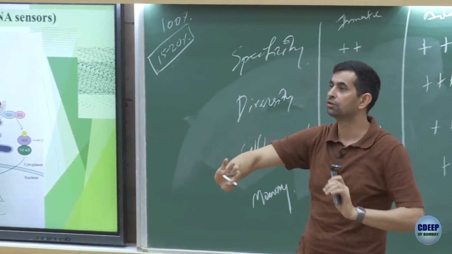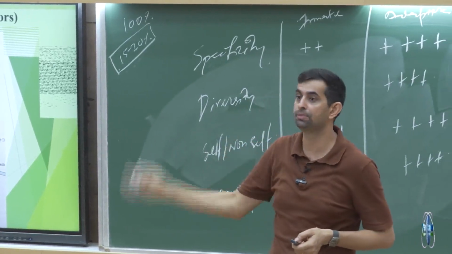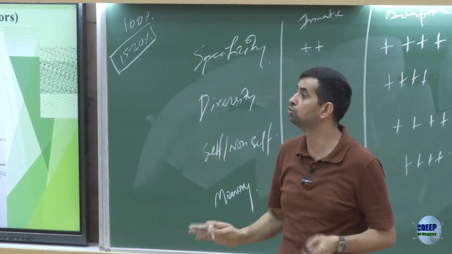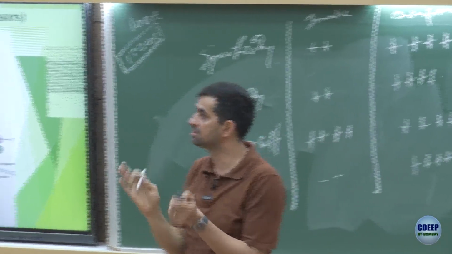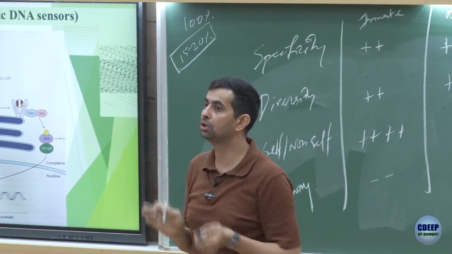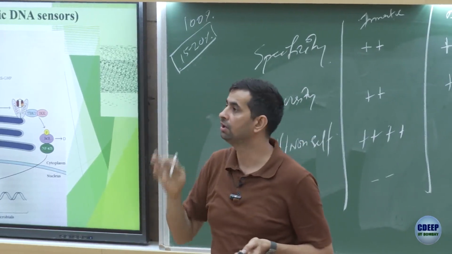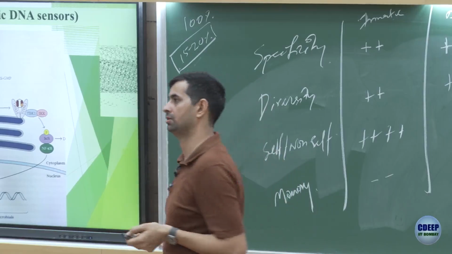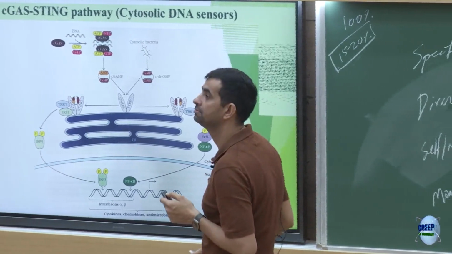Okay, so this has impacted the lives of many, many people, guys, by the way, and it's a huge thing that based on MSI high and MSI low, we are able to categorize these cancers and treat the right person with the right therapy. And the pathway involved here is cGAS-STING.